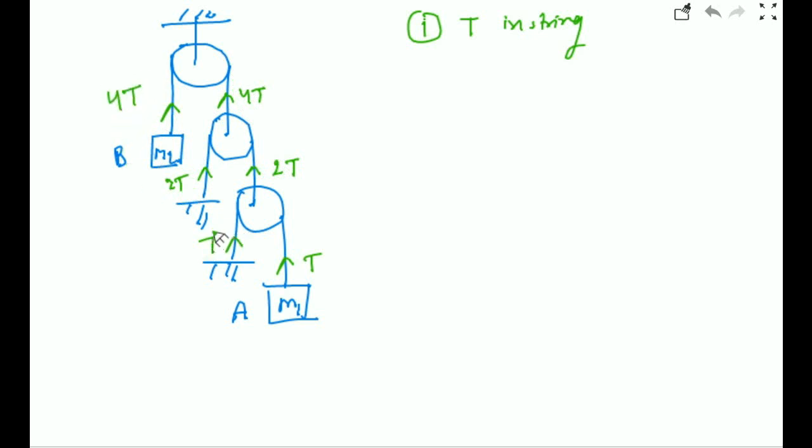You have the same string, so this will be 4T. Now find the relation between the acceleration of A and the acceleration of B. Suppose that the acceleration of B is a in the upward direction. So what about the acceleration of A? Go for T into a equals 0, where you have masses. So here you have mass B. What is the tension on mass B? 4T. So you have to write 4T.